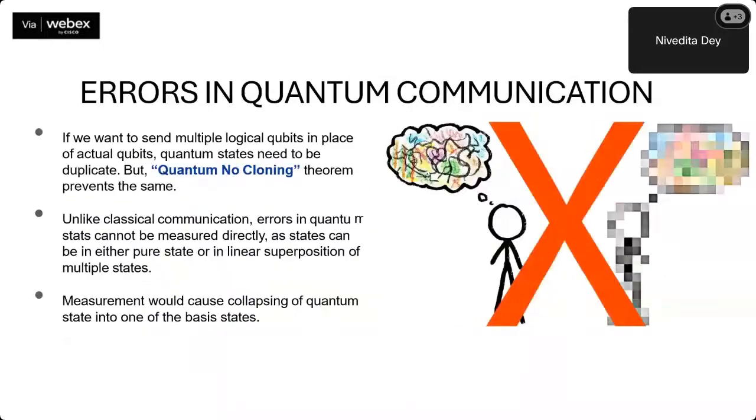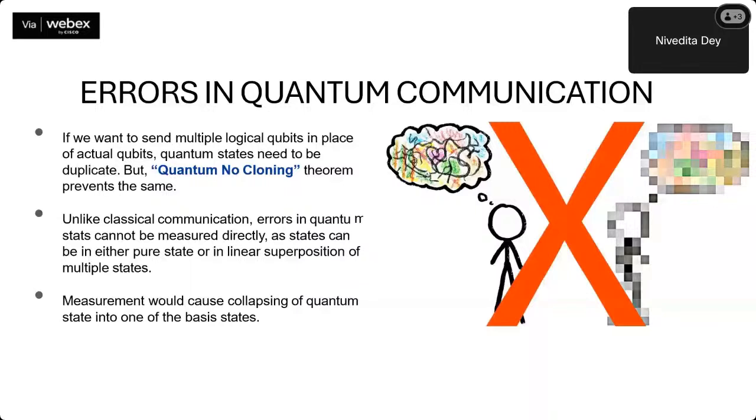So, unlike classical communication, errors in quantum states cannot be measured directly, as states can be either in the pure state or in the superposed state. That means the measurement postulates come into the picture whenever it is a linear superposition of multiple states. Because of the uncertainty in measurement outcome, I might not be able to perfectly predict what output I am going to get. So unlike classical communication, errors cannot be that easily detected in quantum communication, because of the measurement postulates and measurement uncertainty.